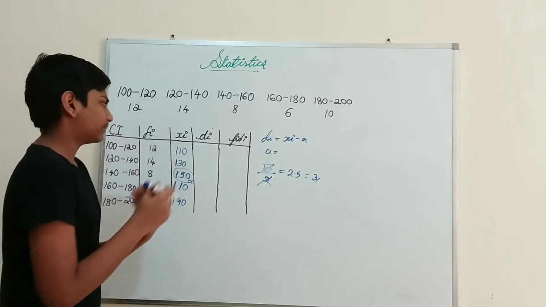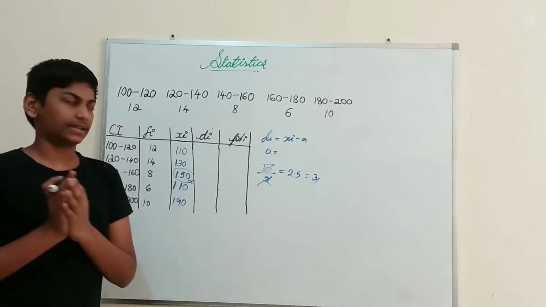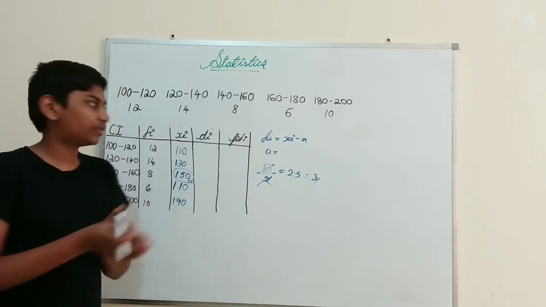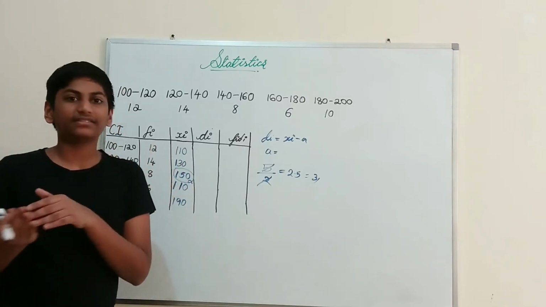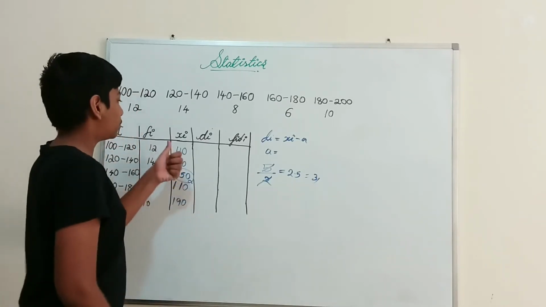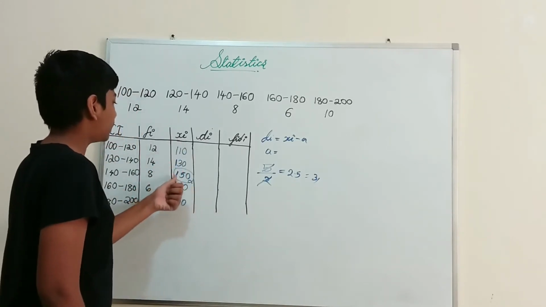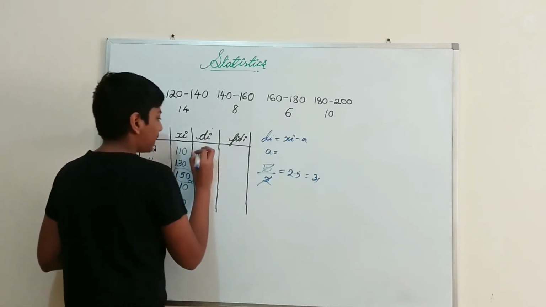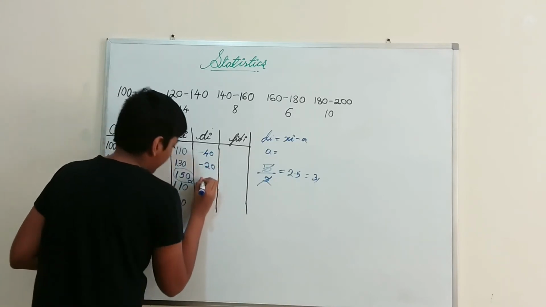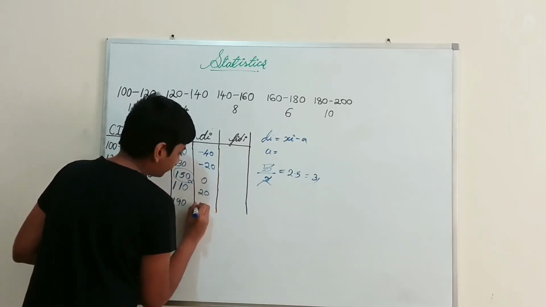Now we got our A. Now what we need to do is find di. What do we need for di? We need xi minus A. We have A and we have xi, so we simply put the values and solve it. So 110 minus 150 is nothing but minus 40. And this will be minus 20, 0, then 20 and 40.